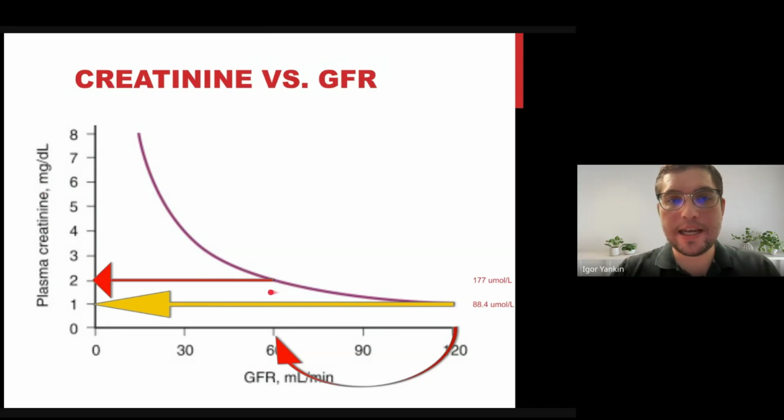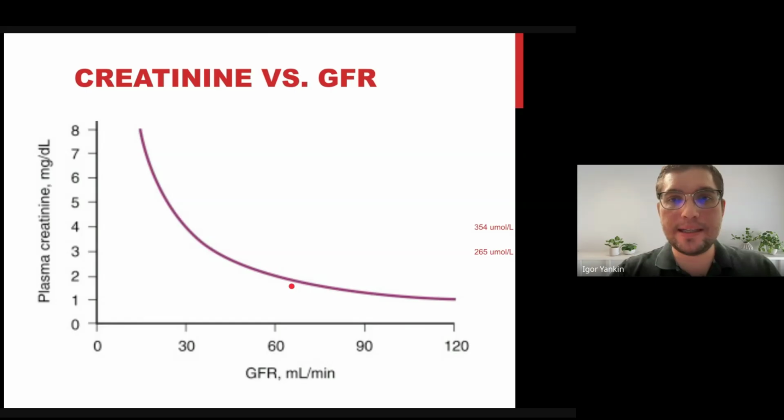So the main takeaway from this part of the conversation is that if your patient exists on this flat portion of the exponential curve, relatively small changes in creatinine are associated with very big changes in GFR. That's why we care about 0.3 milligram per deciliter, 26 micromoles per liter, because that change is a significant drop in GFR, especially when they have normal creatinine to start with.